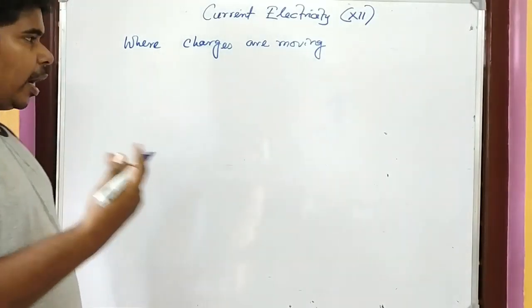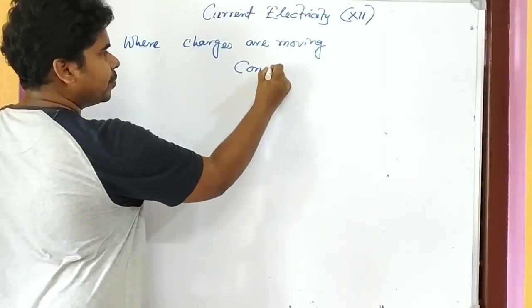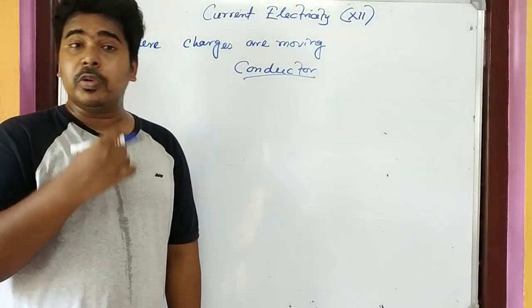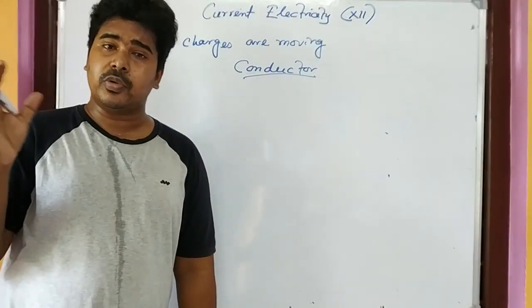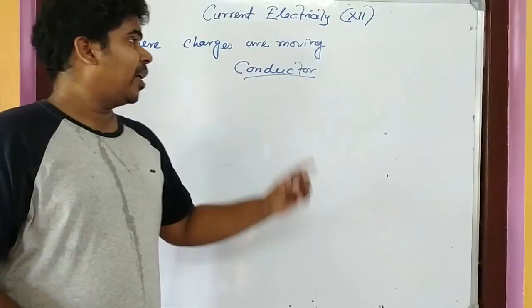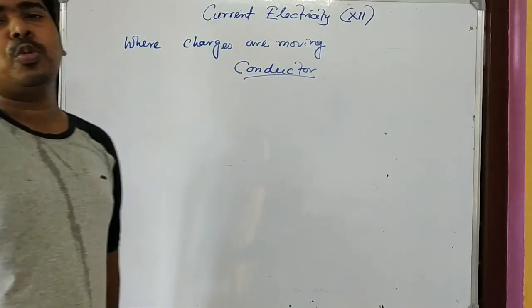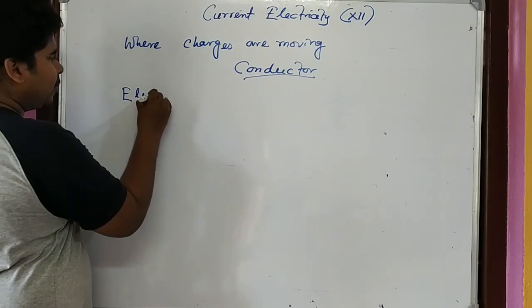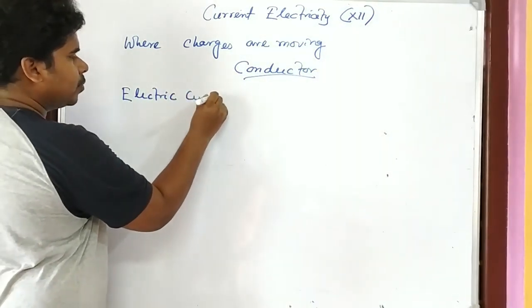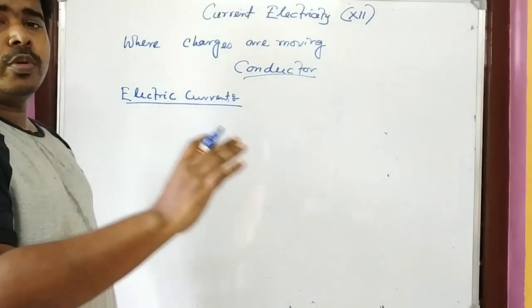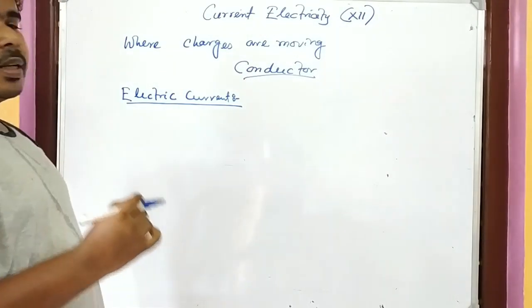As we are talking about moving charges, when a charge moves it needs a medium to move through, and we know for that we need a conductor. Definitely it cannot move through insulators. Whenever we learned about electrostatics, we mostly dealt with insulating materials, but here we have to learn about conductors. When the charges move through the conductors, then we will get electric current.